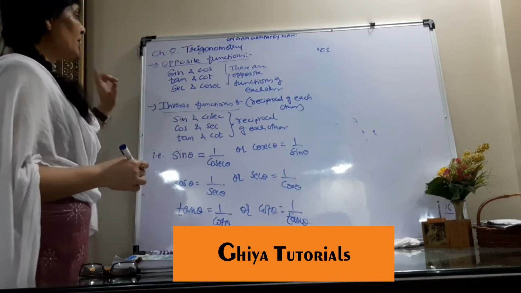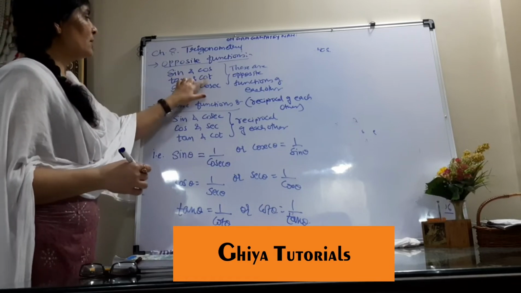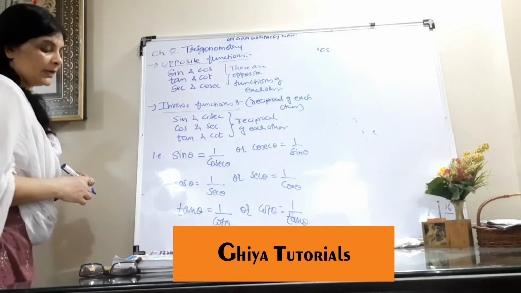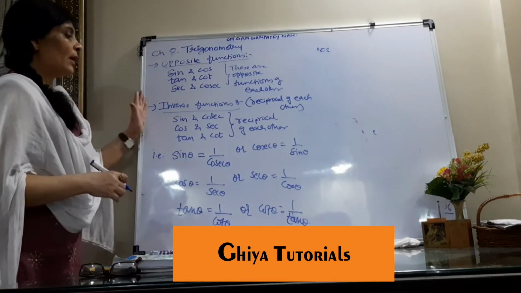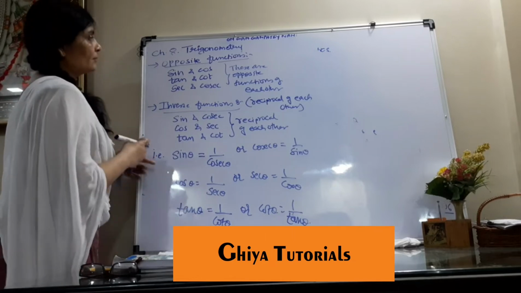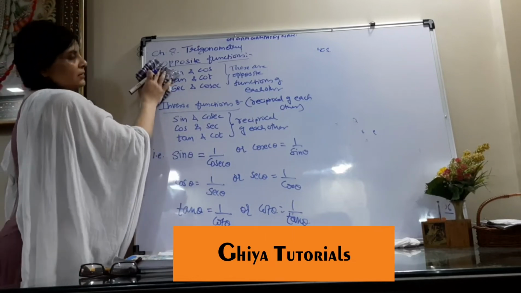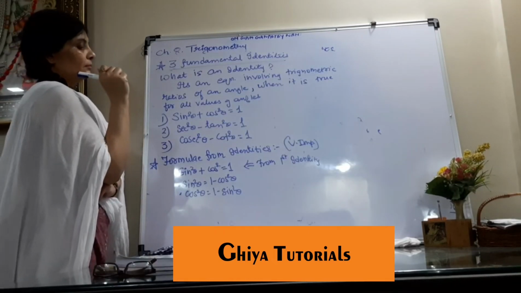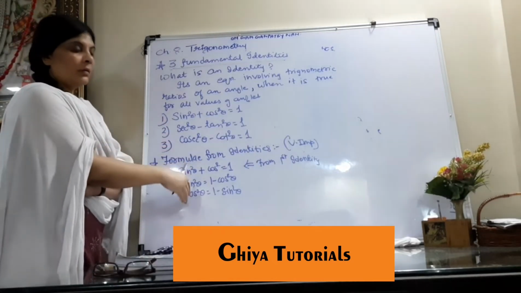You see one thing here, that tan and cot are opposite also, as well as tan and cot are inverse functions of each other also. So I hope you are clear with this. You have to remember this. Shall I rub this? Now after this I continue.